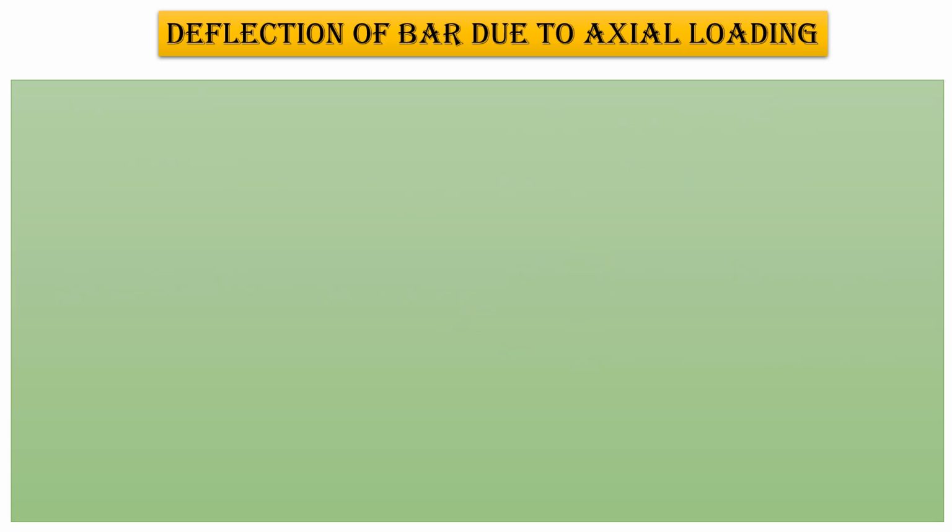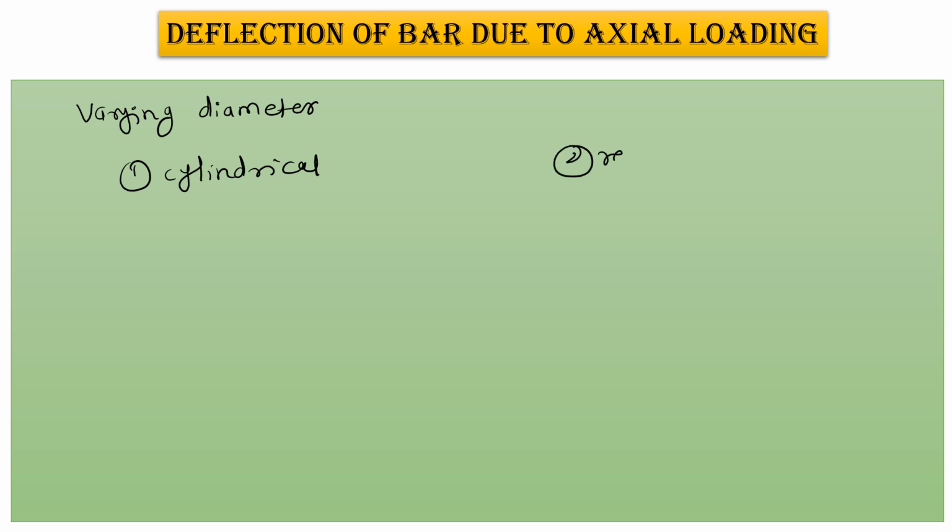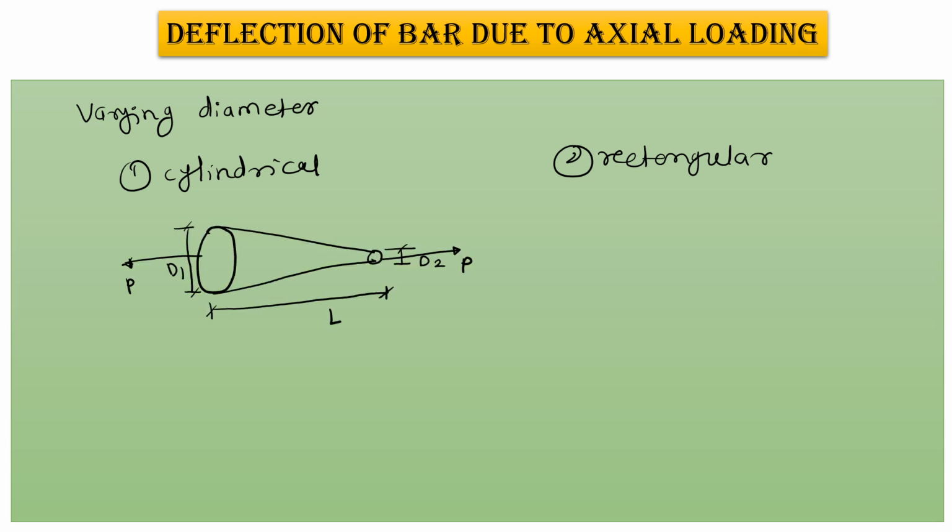Then next is deflection of bar due to axial loading, again with two conditions here with varying diameter. There are two types of bars. First is cylindrical bar and second one is rectangular bar. So this is the cylindrical shape.